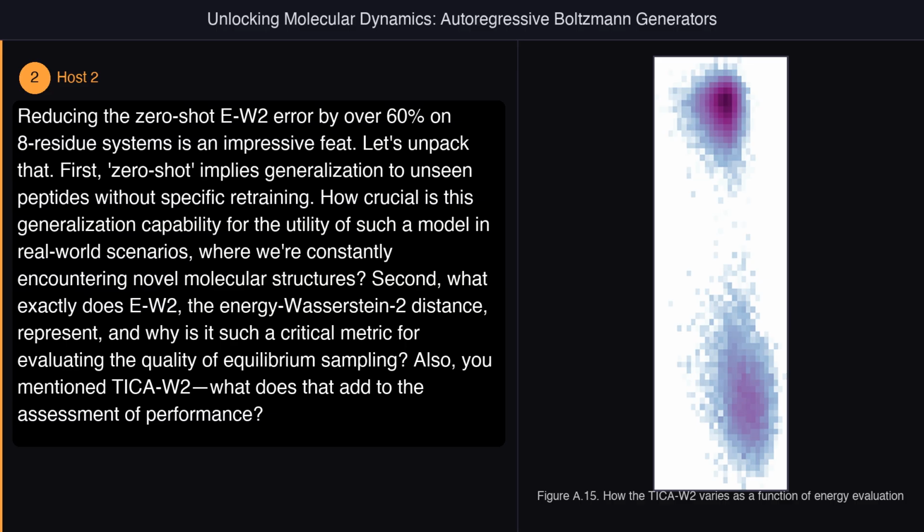Also, you mentioned TICA W2. What does that add to the assessment of performance?